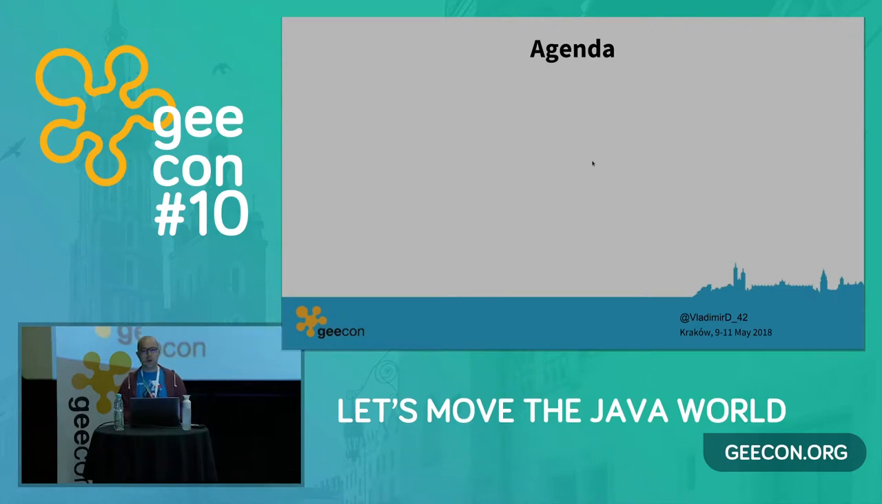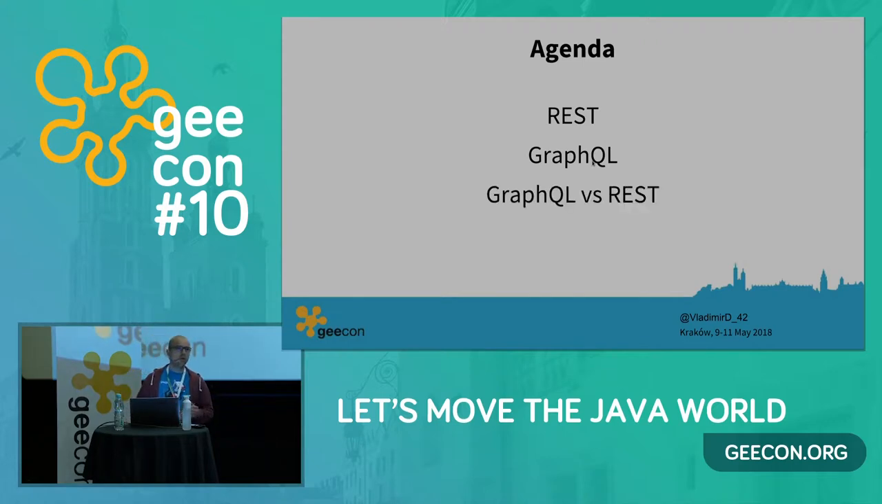So what is this talk going to be about? First, I will spend some time talking about REST, what REST is, more precisely what a more traditional REST API is. Then I will spend some time on GraphQL, what GraphQL is, and why we should care or not. And the majority of the talk should be a comparison between them by showing the code.